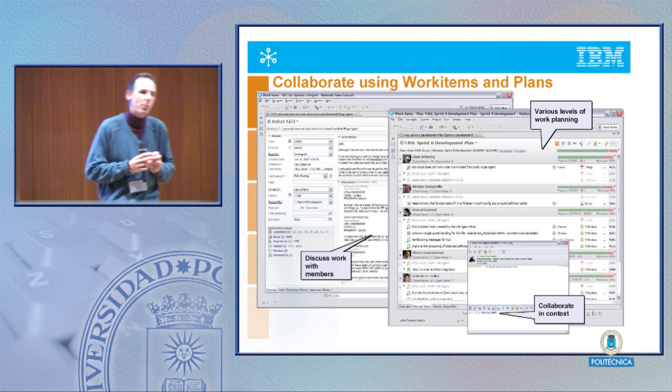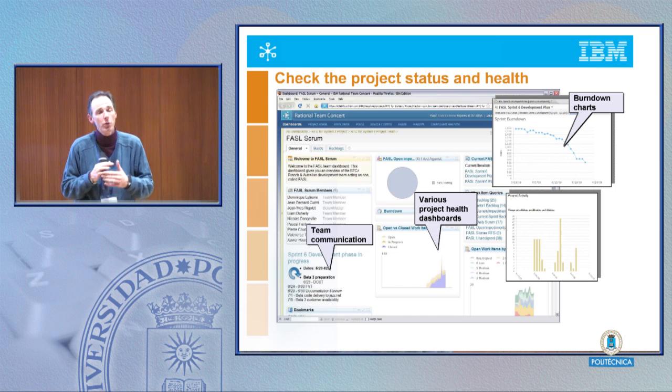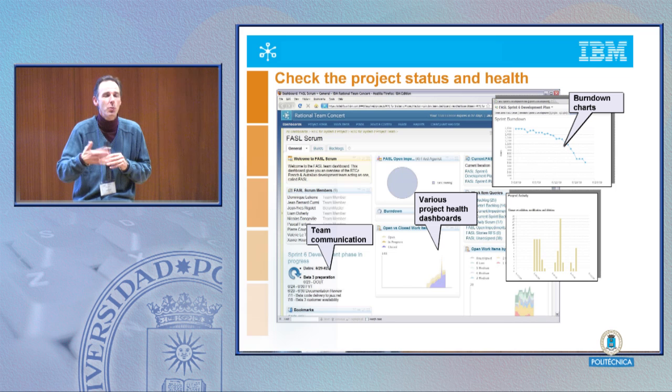Checking the status and the health of a project. I showed you just a little bit of the jazz.net. Go and take a look. You'll see lots more information like burn down, like velocity, all of these things that we know give you a health check.